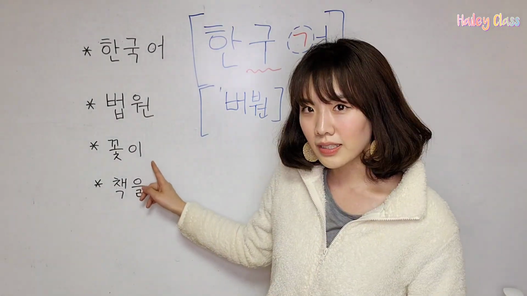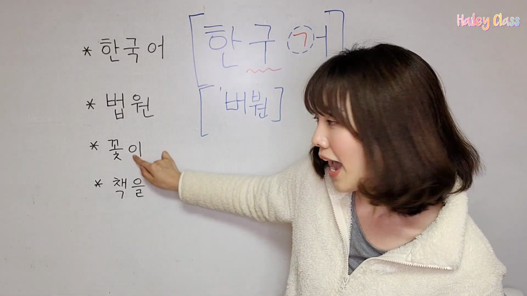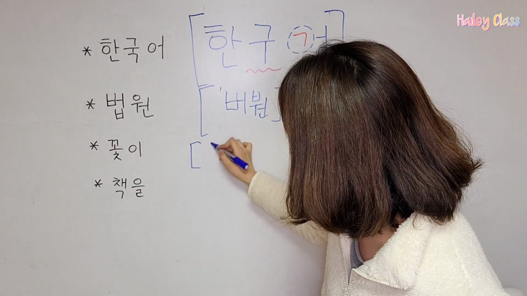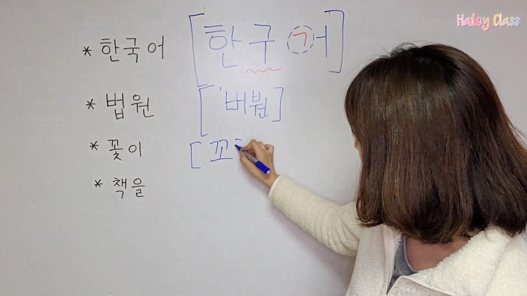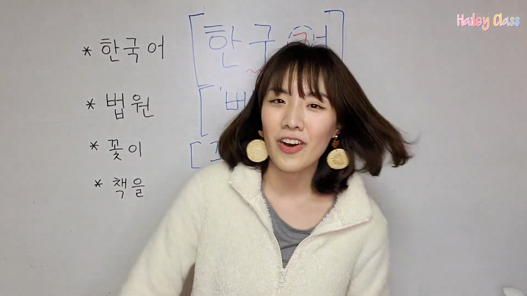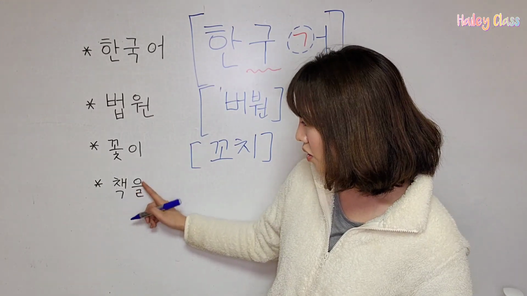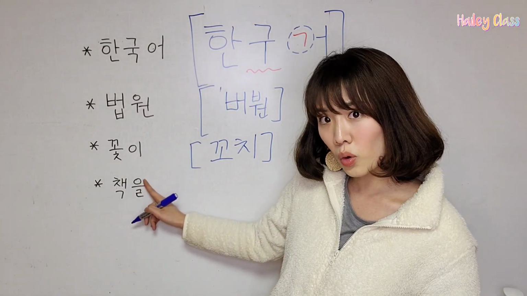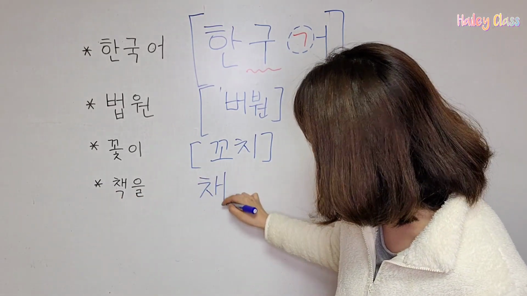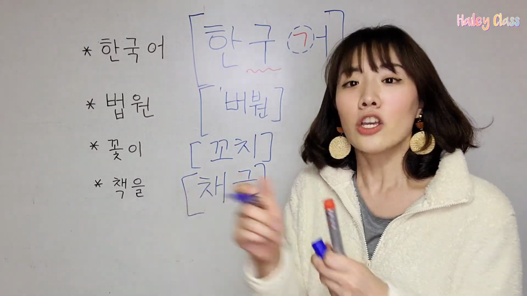Let's go to the third one. 꽃이. You can do this. I don't have to write it here, right? So look at this. This is the first 이응. And then this one wants to go here. So it becomes 꼬치. Good. And then let's move on to the last one. The last one is 책을. This is the 이응, and it goes to the first one. And then this 받침 wants to go up. And it becomes 채글. Okay? Good. You got this point?